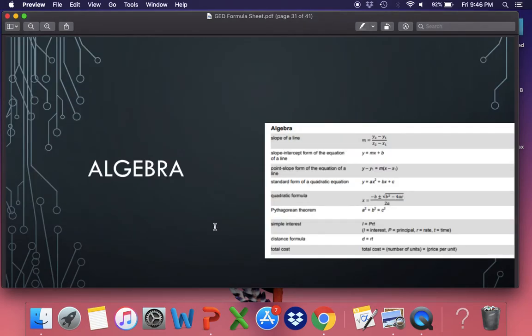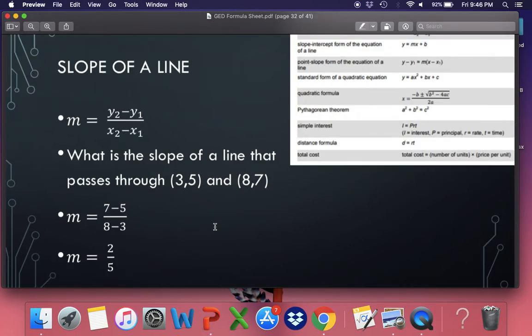Now we look at algebra. The first one we're going to look at is slope of a line. Slope typically is symbolized by a lowercase m. To find slope, you need 2 points on a line. These little numbers out here just identify which set they come from. So this is the second y. This is not a square because the 2 is not up here. It's the second y.